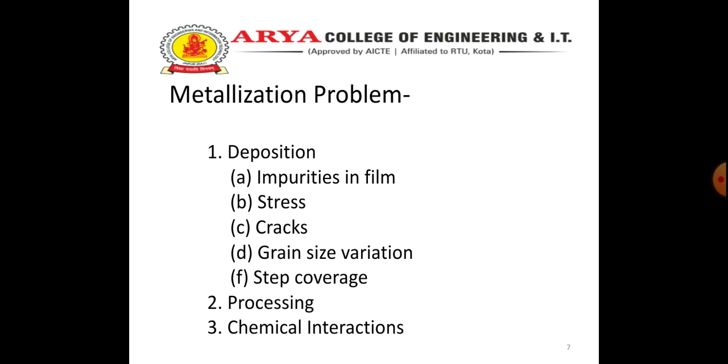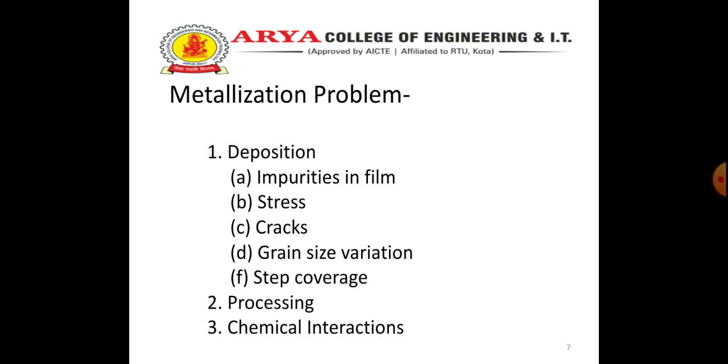Metallization problems: we are having deposition, impurities in the film, stress, cracks, grain size variation. Stress and the grain size variation in the deposits is the least concern in most cases. However, in cases where the film is subjected to post deposition anneal or electromigration, grain size variation and grain growth may cause failure.